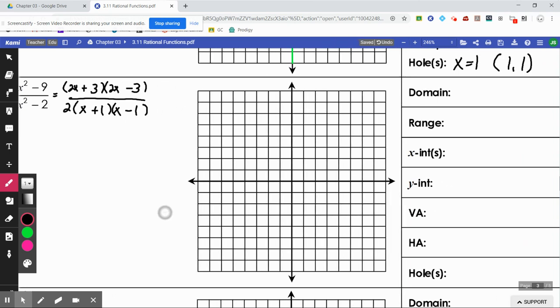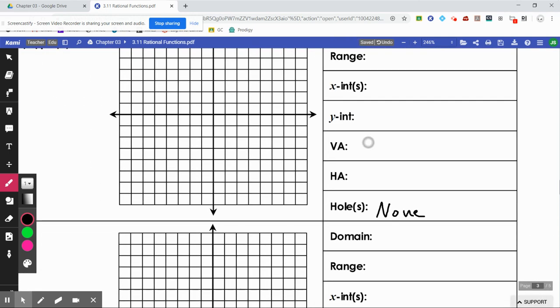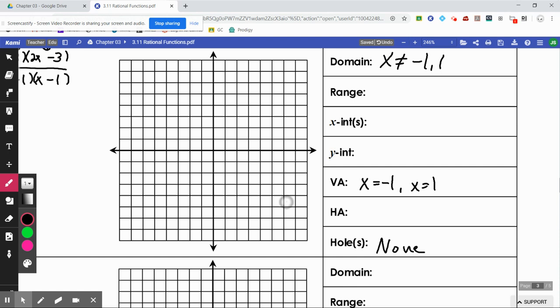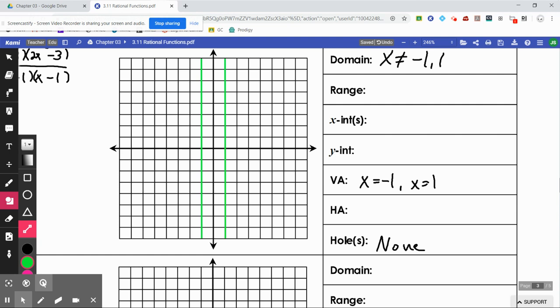Your discontinuity is located at x equals -1 and +1. So that's what x cannot be. X cannot be -1, x cannot be +1. Question is, do you have a hole there, or do you have a vertical asymptote there? Since neither one of those are factors on top, you have no removable discontinuity, so you will have no holes. Both of these discontinuities will be vertical asymptotes. So you'll have a vertical asymptote at x equals -1 and at x equals +1. Let's go ahead and graph those two vertical lines. And there you go.